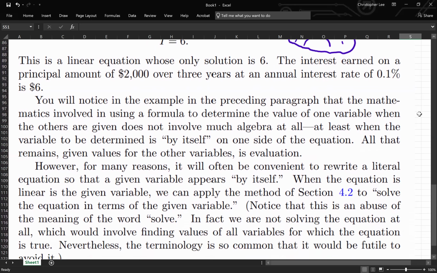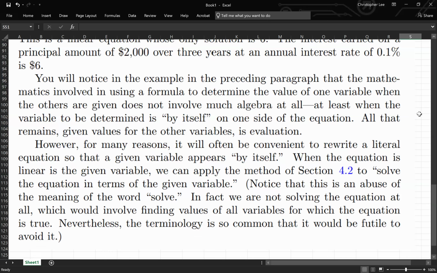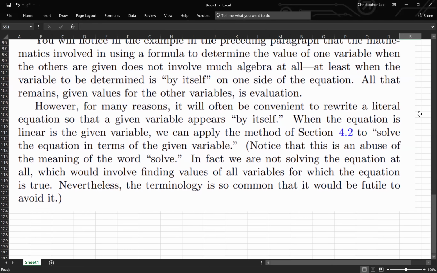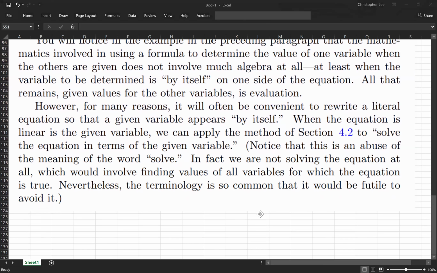Notice that this is an abuse of the meaning of the word solve. In fact, we are not solving the equation at all, which would involve finding values for all the variables for which the equation is true. Nevertheless, the terminology is so common that it would be futile to avoid it. All right. When y'all see the example, y'all gonna see what I mean. It's not that bad. Let me give y'all a basic example right here.